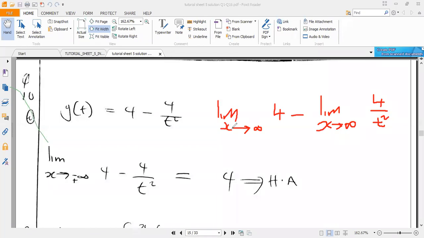What's the limit as x approaches infinity of 4? That's, and I understand now. You have seen it? Yes, I've seen it. Wonderful. And go ahead. Okay. All right.